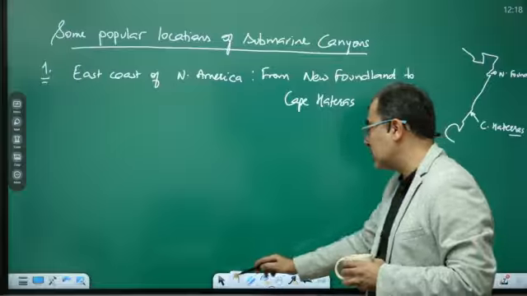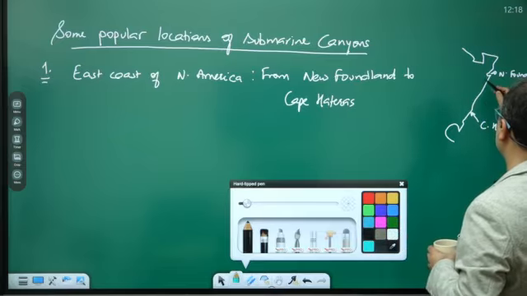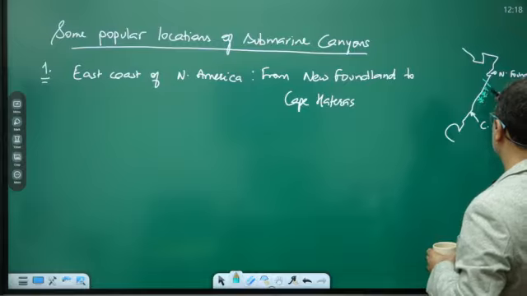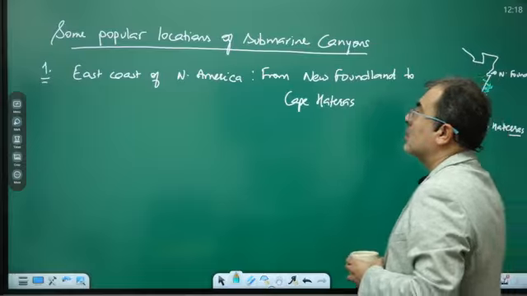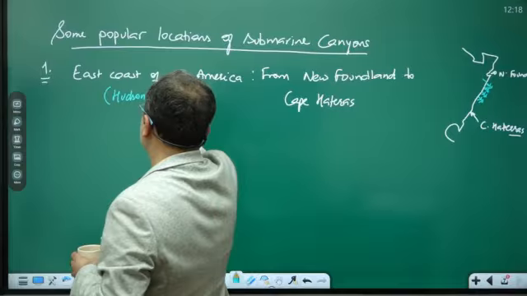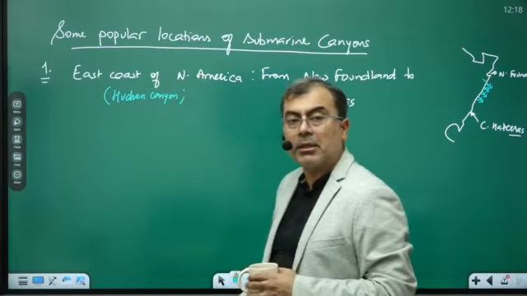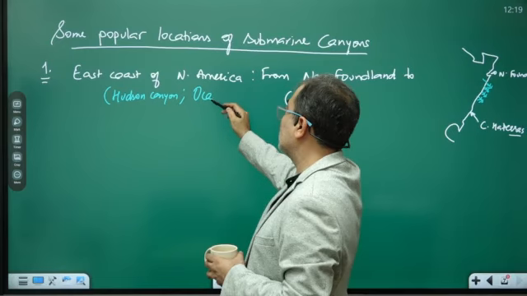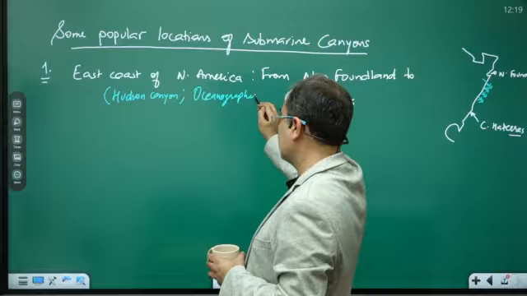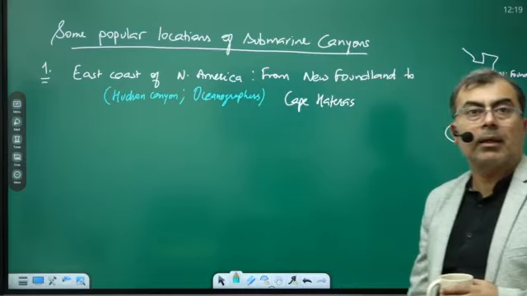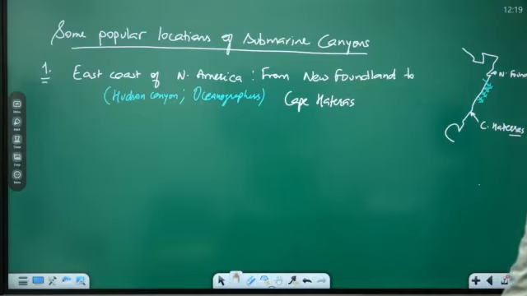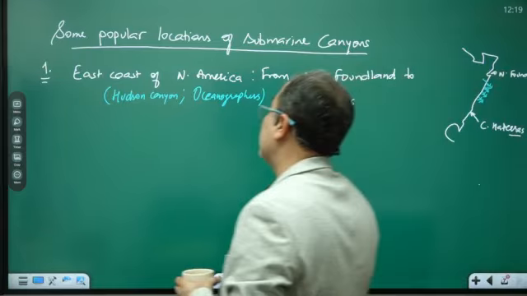I think Virginia will be there. Virginia is the city, and here you will find, for example, right in front of the Hudson River, the Hudson Canyon. At the mouth of river Hudson, we have Hudson Canyon. We have another famous one, called the Oceanographer's Canyon. That is here. Get that? So that is one location. Second is along California and Gulf of Mexico.